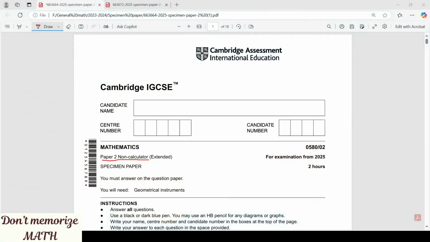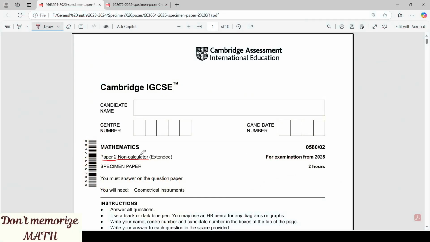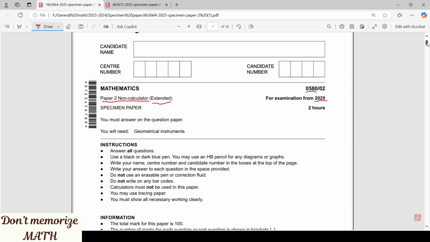Today we are discussing a question paper, a specimen paper, paper 2, a non-calculator paper for extended students. This is for the examination 2025. Everyone can, after 2025 also, practice this question. Exam code is 0580, so paper 2.